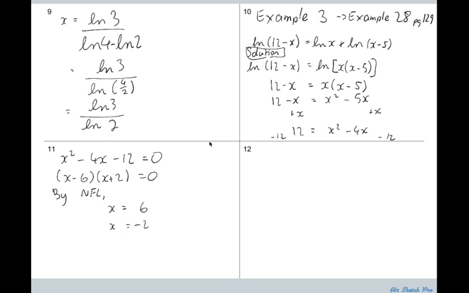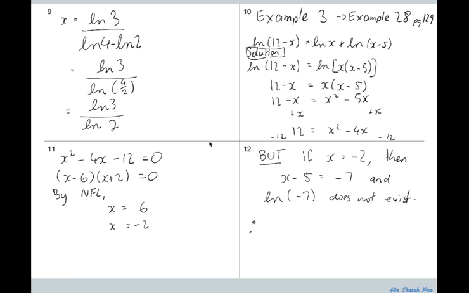Okay, this is the thing though. If x equals negative 2, then x minus 5 equals negative 7, and ln of negative 7 does not exist. Therefore, x equals 6 is the only solution.